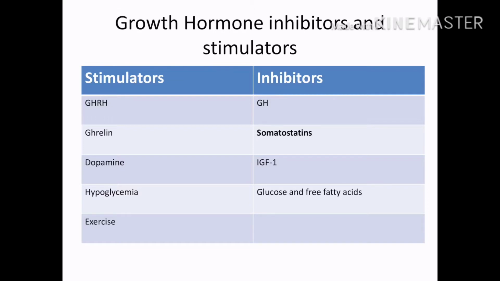Whereas growth hormone inhibitors include growth hormone itself, somatostatins. Somatostatins are also hormones. They are also called growth hormone inhibiting hormones. Insulin-like growth factors, and glucose and free fatty acids within the blood. In this case, the right answer is somatostatins, as none of the other options given were growth hormone inhibitors.